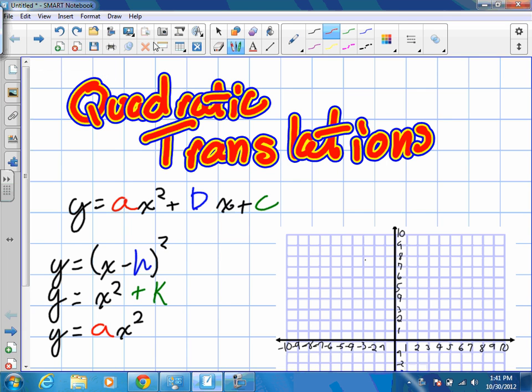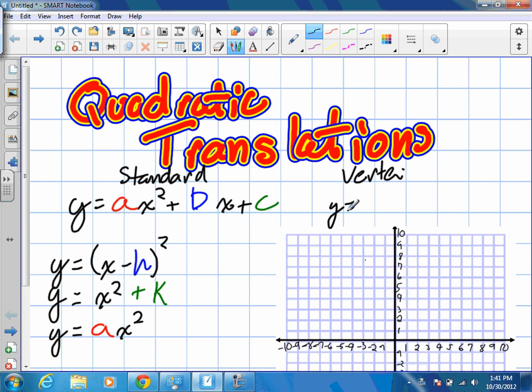All right, we're going to do quadratic translations. Now, with quadratic translations, I've actually drawn this in standard form. That's fine. We're used to seeing things in standard form. What we're going to be looking at is things in vertex form.